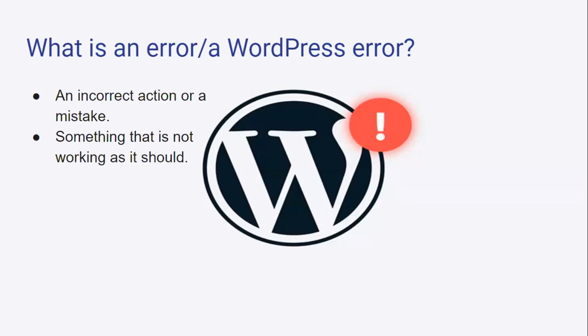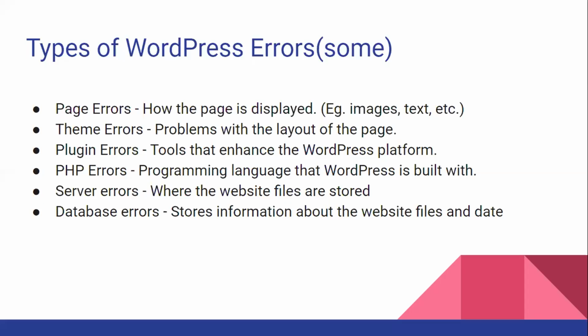And this evening we're going to go through just a few of them, and we're going to go through first the types of WordPress errors. Now, there are quite a few types of errors. I've just listed a few of them here, but I'm sure there are others that you can find. But some of the common ones are normally around a theme error, a plugin error, a page error, PHP error, server or database. A lot of the common errors are normally around these categories.